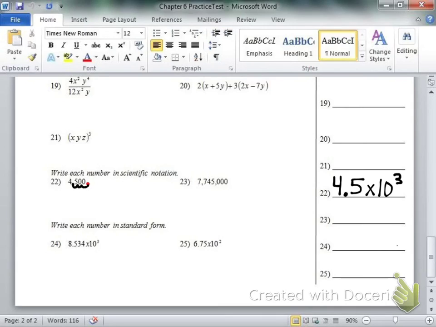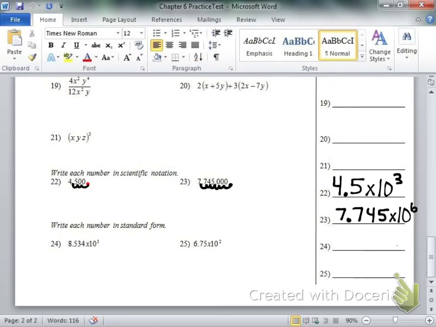Check out number 23. So we start in the back. We're making 1, 2, 3, 4, 5, 6 jumps. So we have 7.745. You don't need any of those zeros. Once you get to the zeros, you don't need to write them. Times 10 to the 6 jumps, so 6 power.